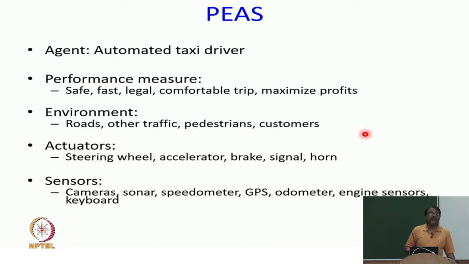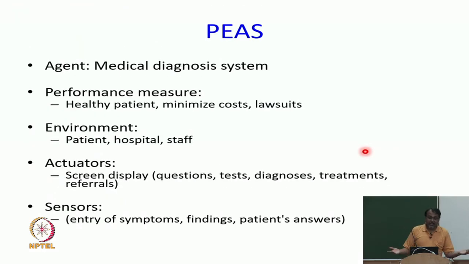Similarly, you can have a medical diagnosis system, right. In this medical diagnosis system, your environment is the patient, the hospital, the staff, your actuators are the display in which it will give you the treatment or diagnosis or tests. The sensors would be again the same keyboard and so on, where you will enter the symptoms and so on. And its performance measure is, for example, having a healthy patient, but also minimizing costs and minimizing lawsuits, which is extremely important in a health setting, right.